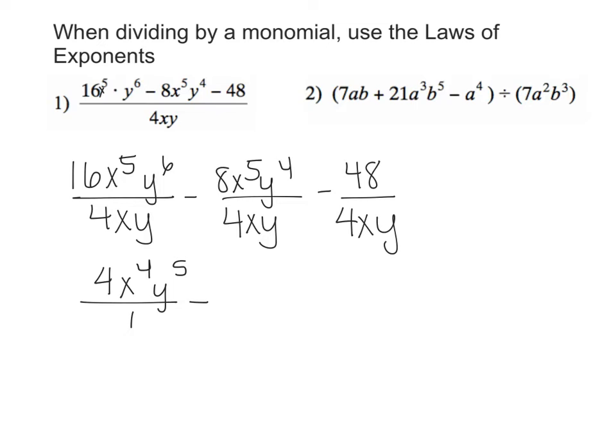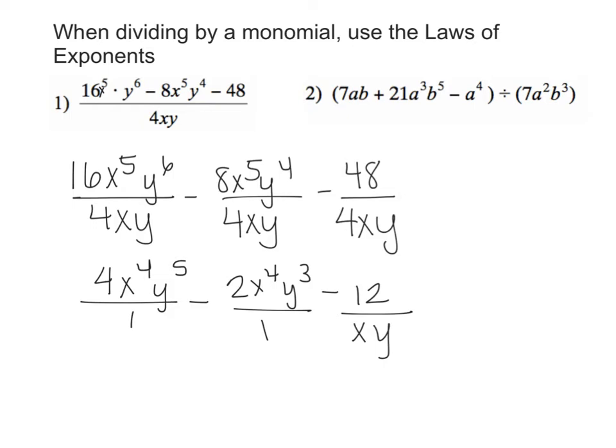Minus 8 divided by 4 is 2. x to the 5th divided by x is x to the 4th. You subtract your exponents. y to the 4th divided by y is y cubed, and you can put it over 1 or you cannot. You have minus 48 divided by 4, which gives me 12. And there's nothing for me to subtract, so the x and the y stay in the denominator.